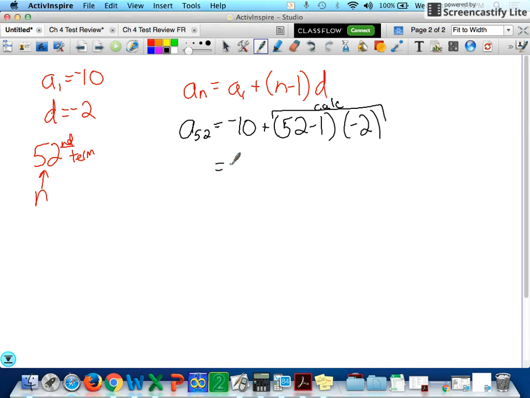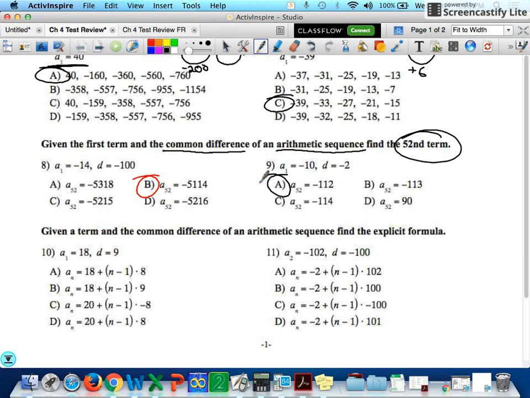So we have negative 10 plus negative 102, or just minus. This could just be a minus, same thing as adding a negative. And that's our A sub 52. So our final answer is A sub 52 equals negative 112. Okay, that also can go in the calculator. If you don't want to do that math in your head, that can go in the calculator. Should also be A.